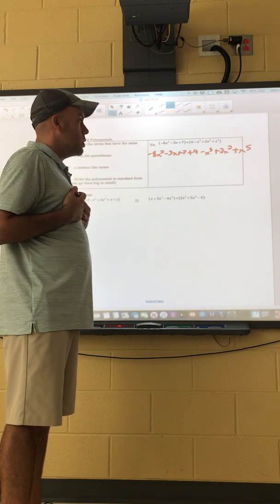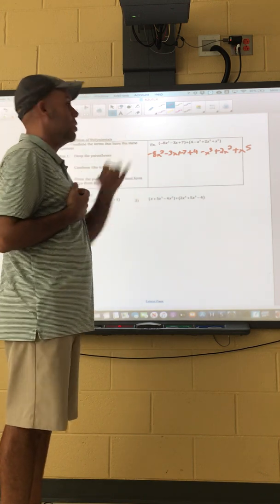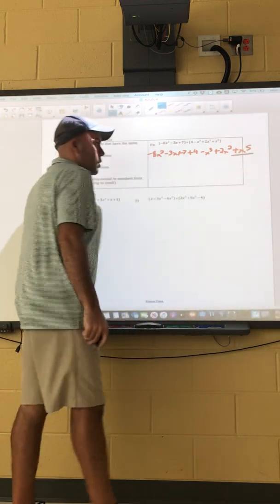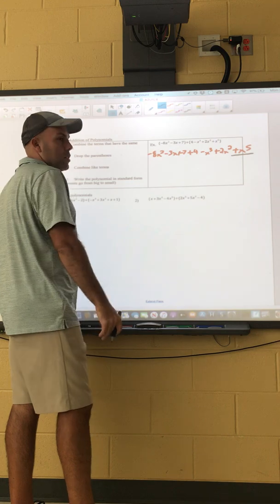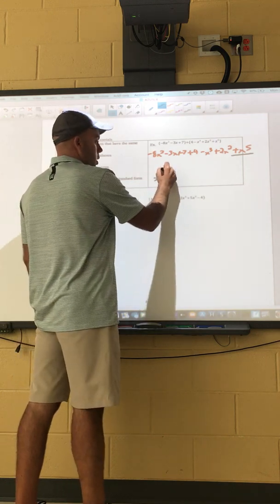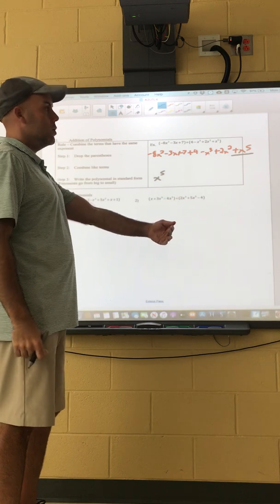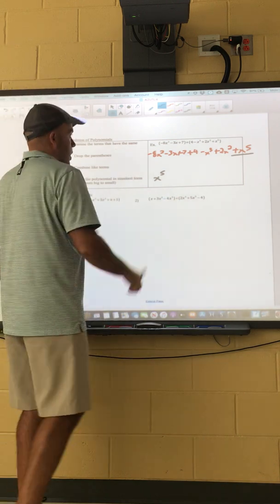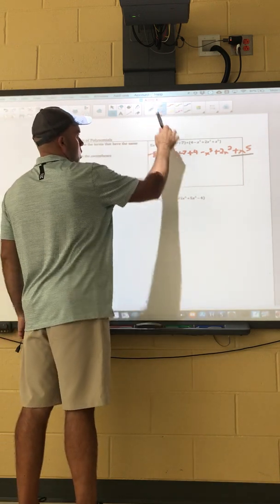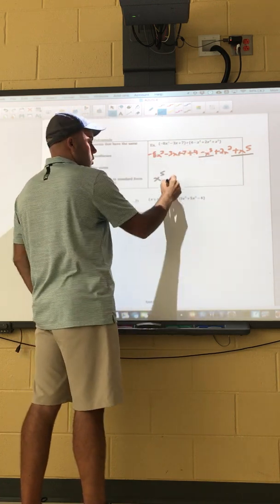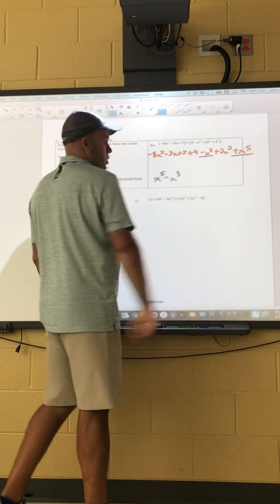So when I do this all at once, I'm looking for my highest exponent term. So the highest exponent term I see is x to the fifth right there. Now nothing else is x to the fifth. So therefore, I'm just going to bring that down. All right, so next I would look for my next highest exponent. There's no x to the fourth. I do have x to the third though. So since I have x to the third, there's nothing else as x to the third, so I'm going to bring that down as well.